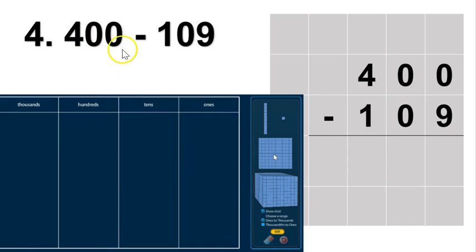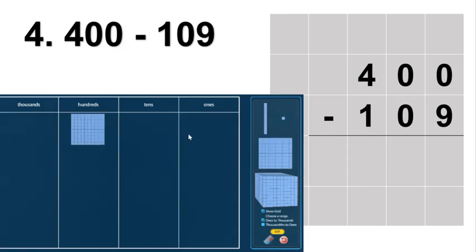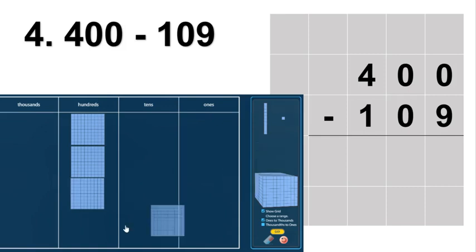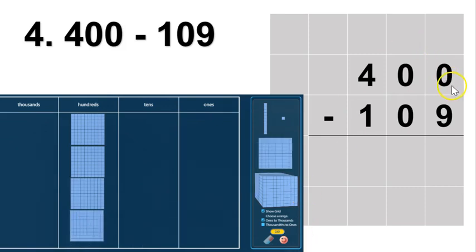Number 4, 400 minus 109. Okay, so you line it up. We put our 400s over there, and we're going to subtract 109. You can try doing the traditional method, or you can try to box it up. Since it's subtracting across zeros, you can try that box method that I just showed you.